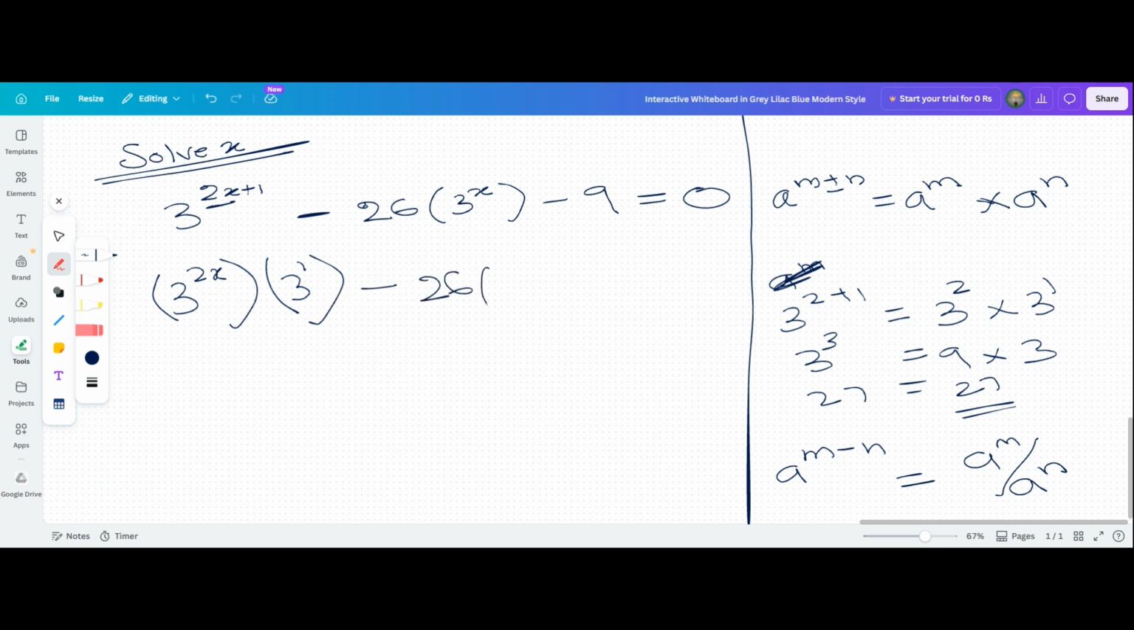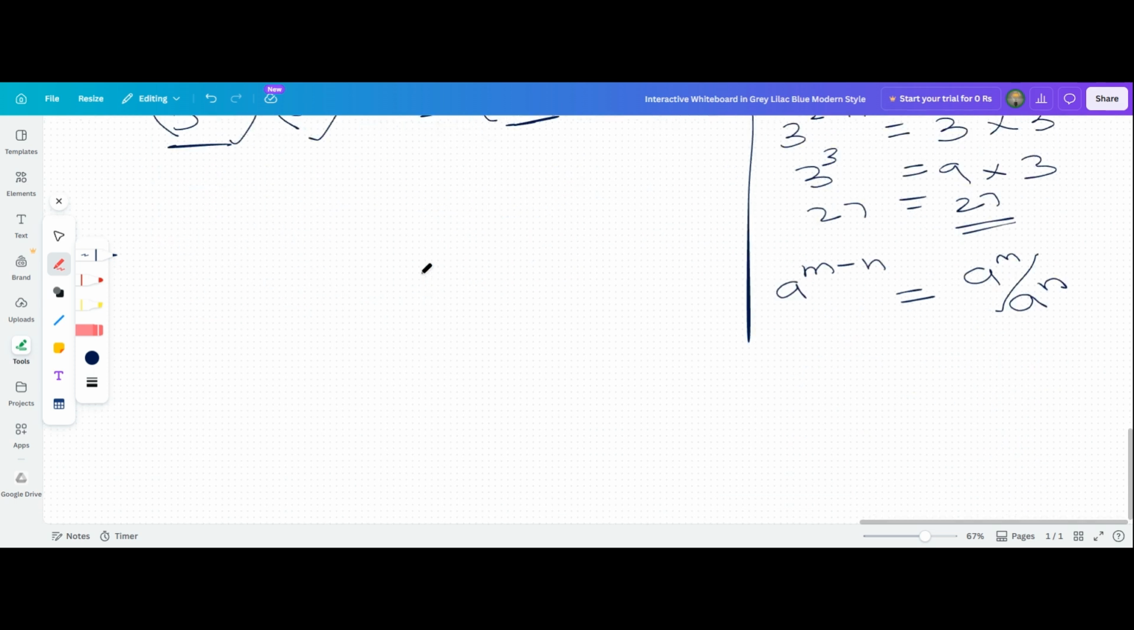Minus 26 into 3 to the power x minus 9 is equal to 0. Right. If you see here, it is 3 to the power x, and here it is 3 to the power 2x. So we'll make this the same. How to do it?